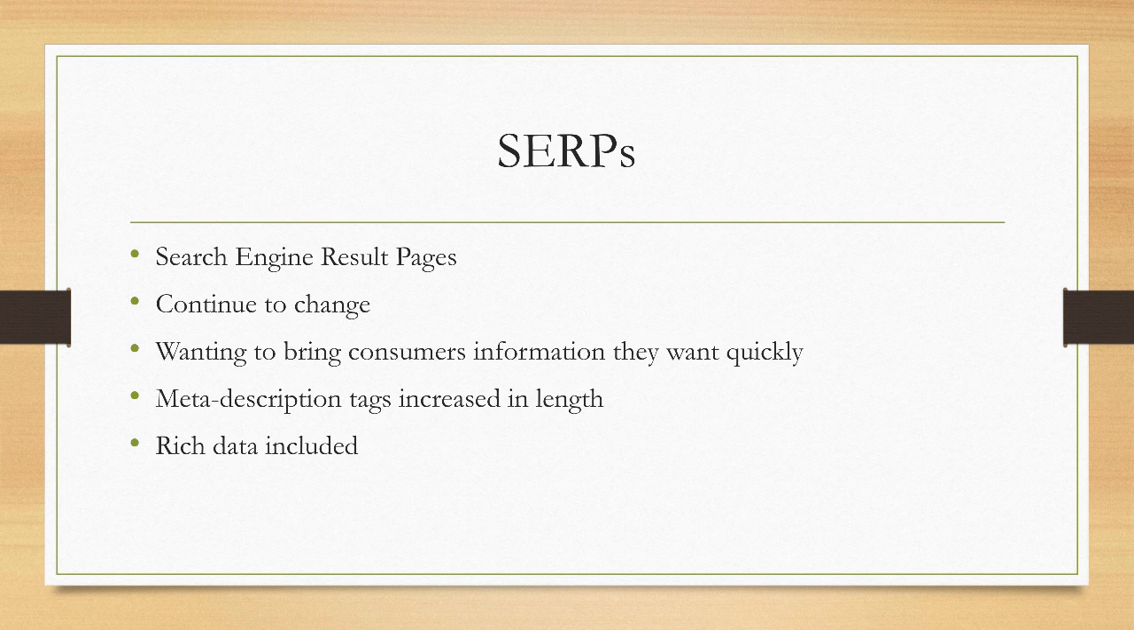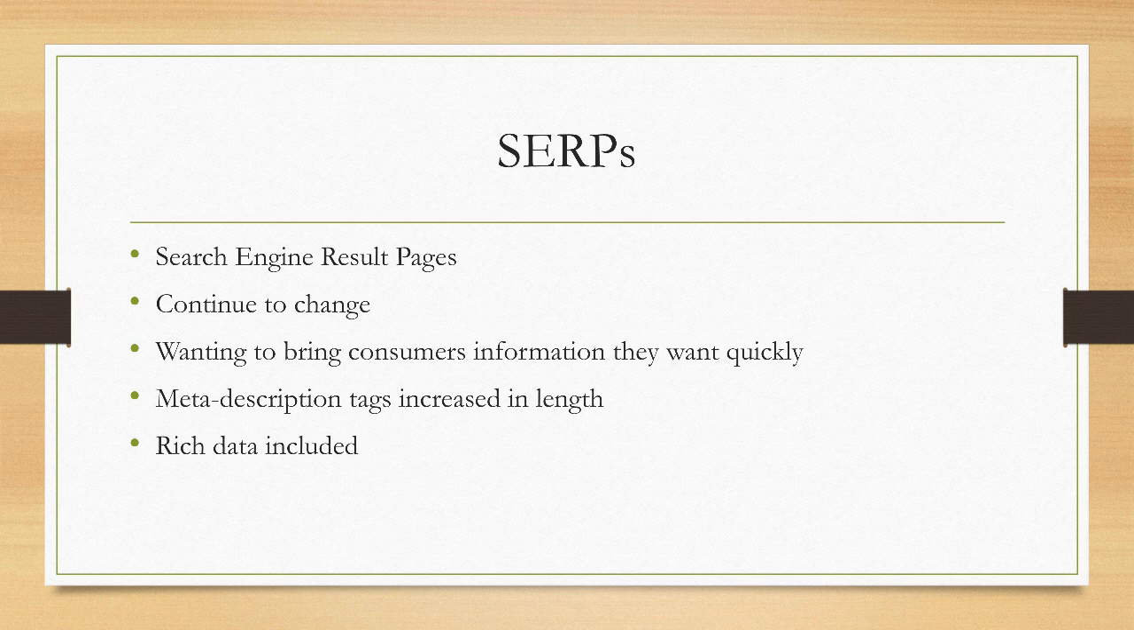Meta description tags are increased in length now. That's one of the new changes that they've done on websites. So in those descriptive tags that you can't see when you go look at a website but are in the data, they're now allowing us to use, I think, about twice the amount of words that we could in the past. And rich data is also included in your SERPs results, which is really important.